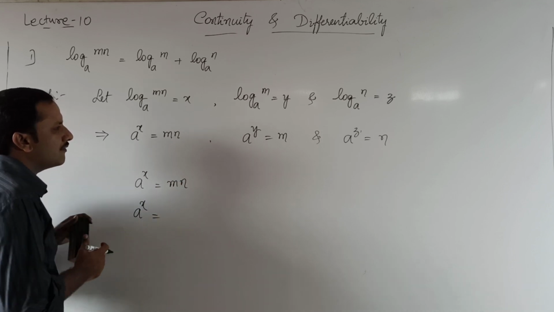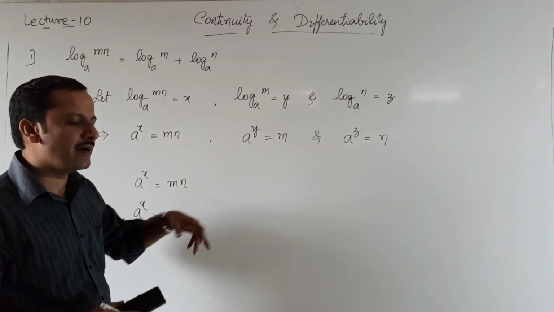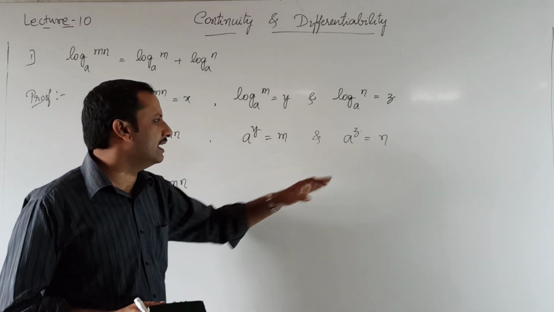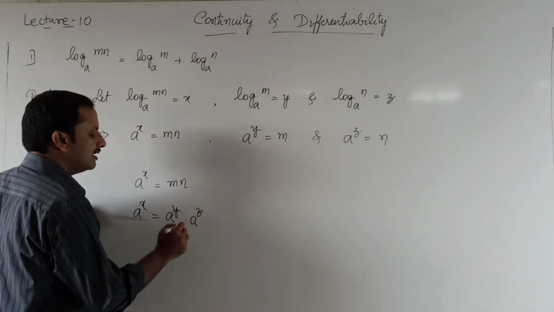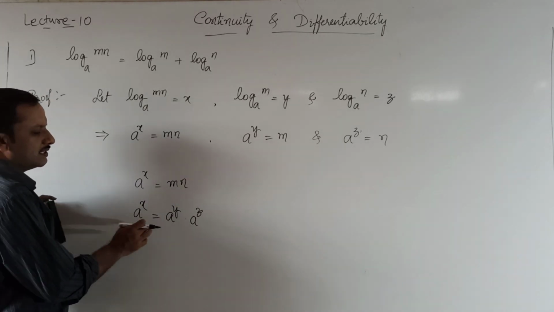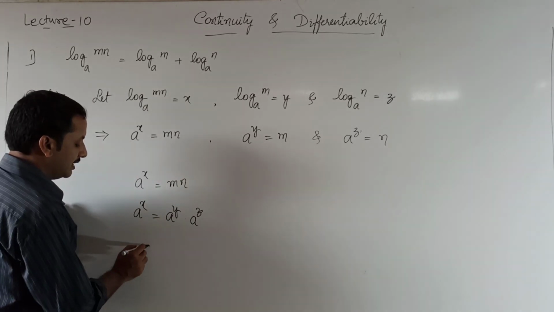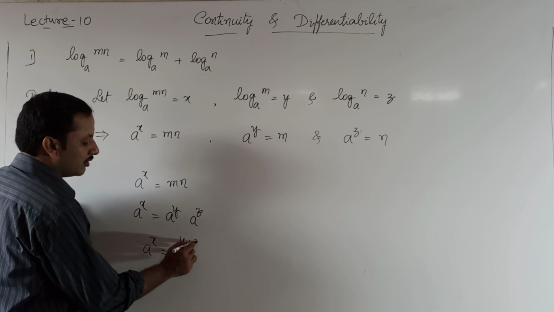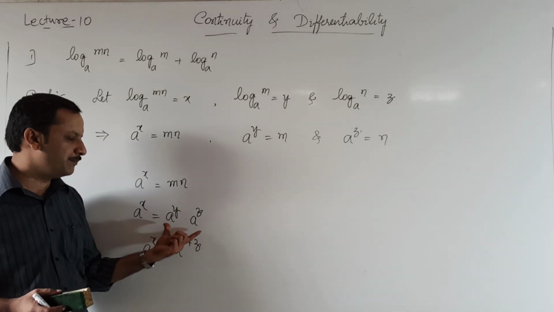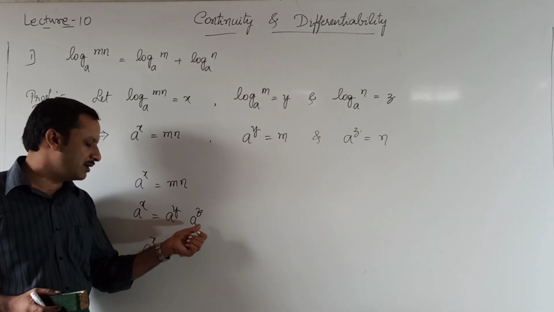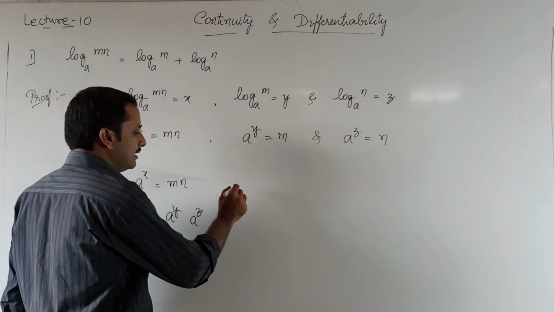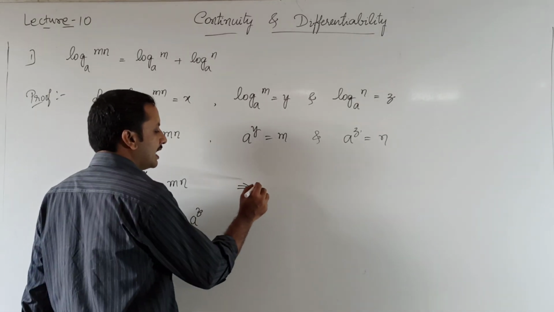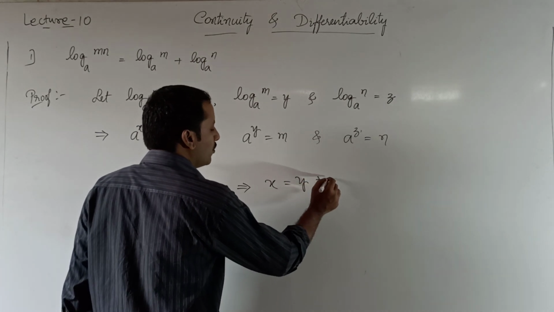Now I will consider a power x is equal to mn. In place of m, I will substitute a power y, and in place of n, I will substitute a power z. So a power x is equal to a power y into a power z, which is equal to a power y plus z. As you know, this is the formula: a power y into a power z can be written as a power y plus z. This implies that a raised to x is equal to a raised to y plus z. From this I can write that x is equal to y plus z.